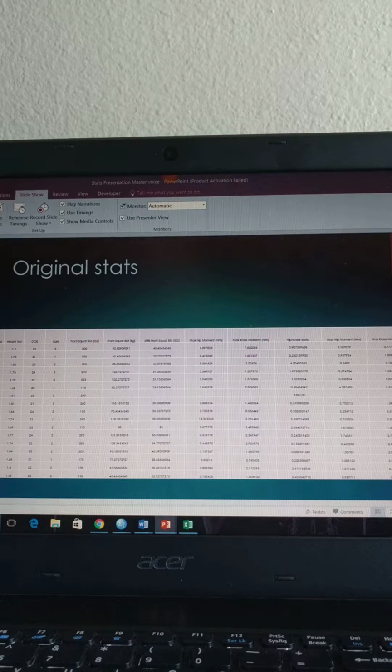The original stats, as you can see here, was given to me by Kevin Cho. Kevin Cho is a second-year grad student, and he was looking at force at the hip moment and the knee moment, comparing front squats to back squats.